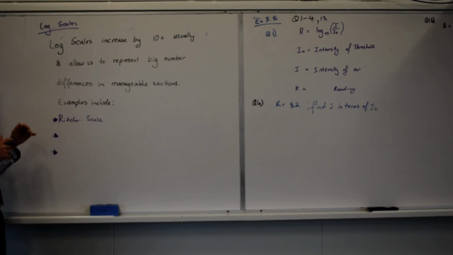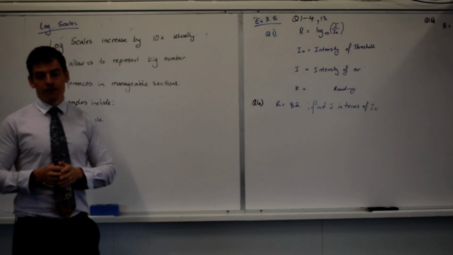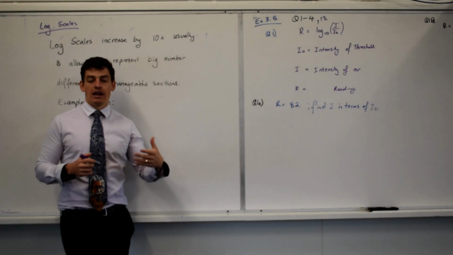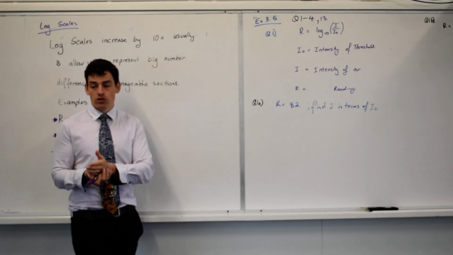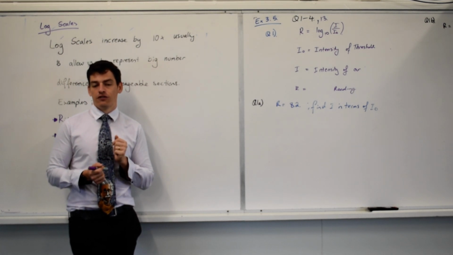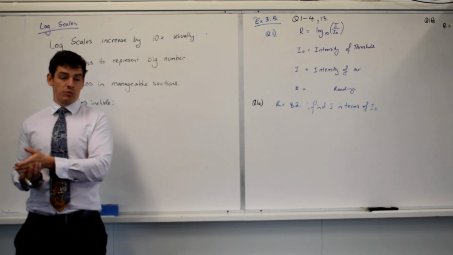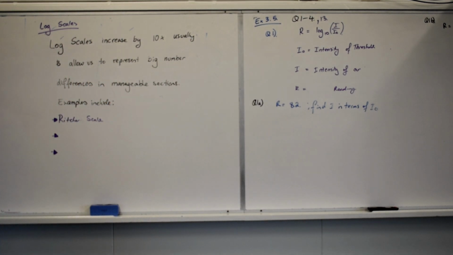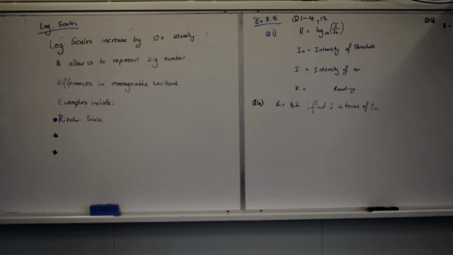So like the Richter scale, let me explain this a bit. The Richter scale, if you increase a reading by 1, it's actually signifying a 10 times larger earthquake. So the difference between a 4 and a 5 is the 5 is 10 times more intense than the 4. And the 4 is 10 times more intense than the 3. Which means if you go up 2 levels on the Richter scale, you're increasing by a factor of 100.